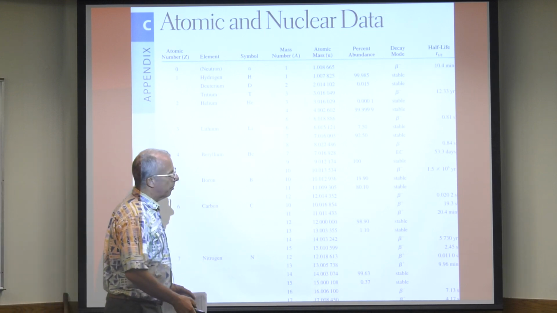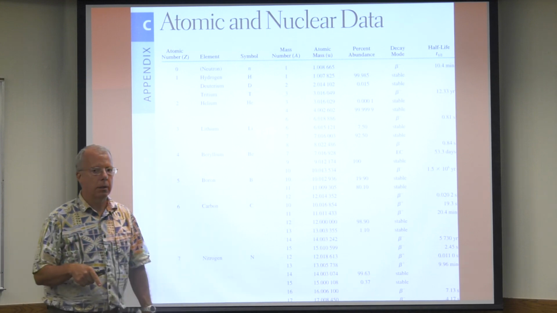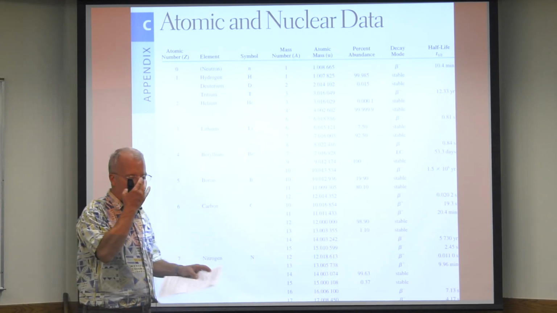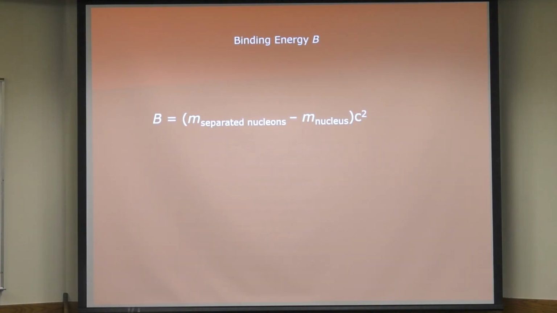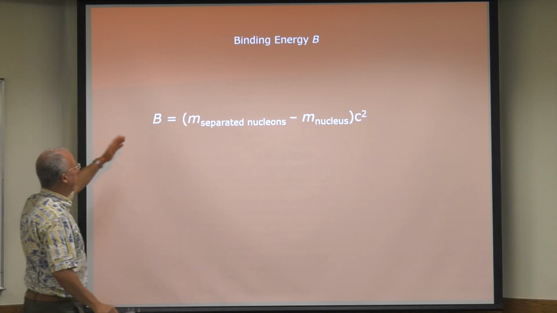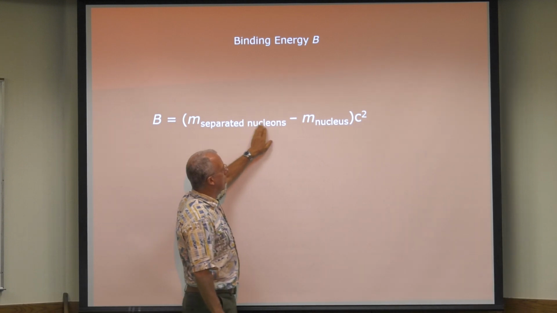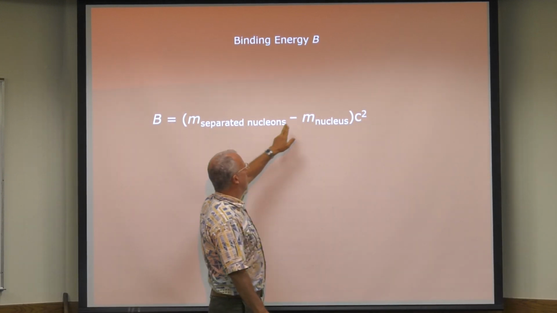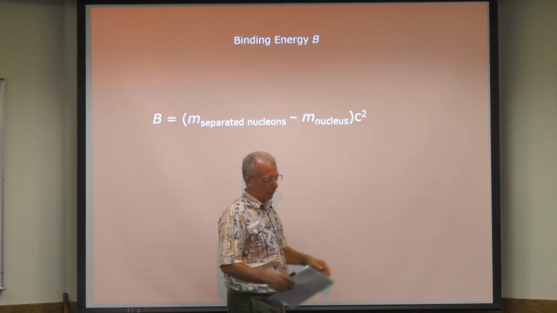What's the difference between the nuclear mass and the atomic mass? Well, the electrons. No problem, this is how we're going to fix this problem. So here's the equation: the binding energy is the mass of the separated protons and neutrons minus the mass of the nucleus, and to get it to energy, we're going to multiply it by c squared. Got it.